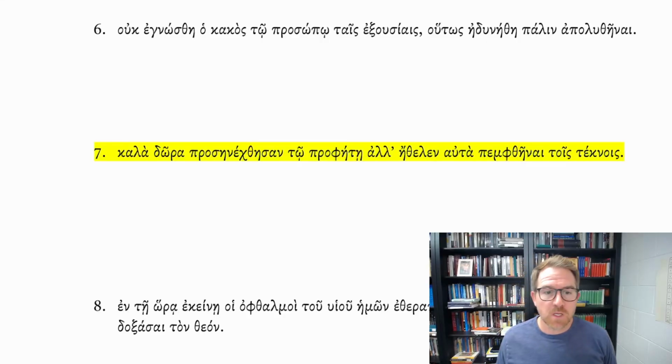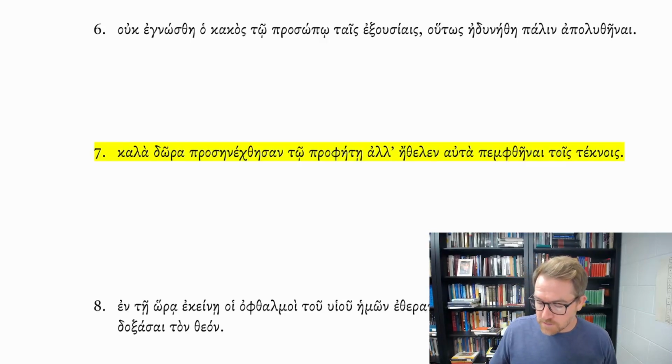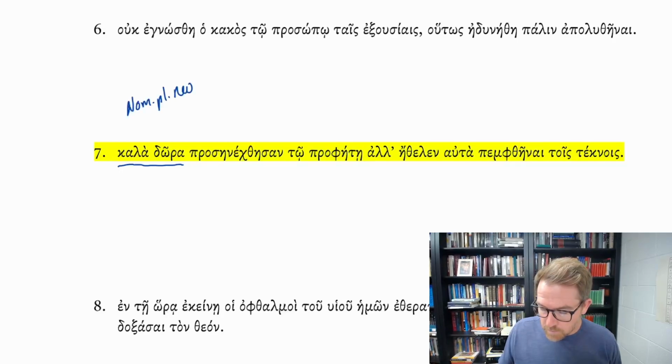Let's get into it. Kala dora pros enekthesan to prophete ala al elthen auta pemphenai tois technois. So this is an example sentence that gives us lots to work with in the tenses that we've seen. So first we have our subject, kala dora. This is the nominative, plural, neuter. We have an adjective, kala, beautiful or good in the neuter plural.